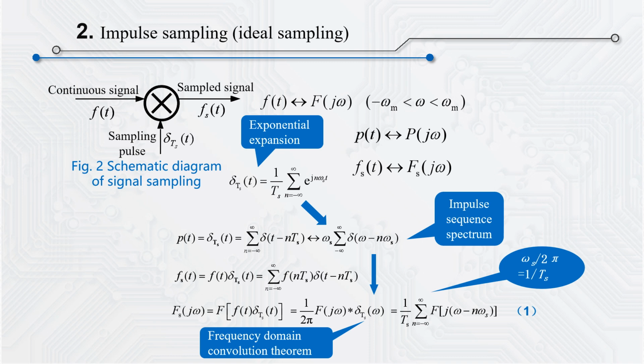So according to ωs over 2π equals 1 over Ts, we can get the expression of Fs(jω), as shown in Formula 1. From Formula 1, we can find that the spectrum of the sampled signal is related to the spectrum of the original signal. There is a corresponding spectrum shift. The spectrum shift occurs at nωs. ωs is the sampling frequency of the sampling pulse, and there is a coefficient 1 over Ts.